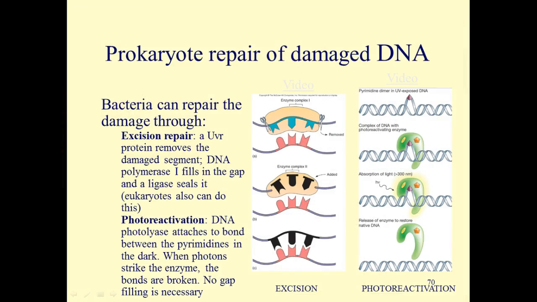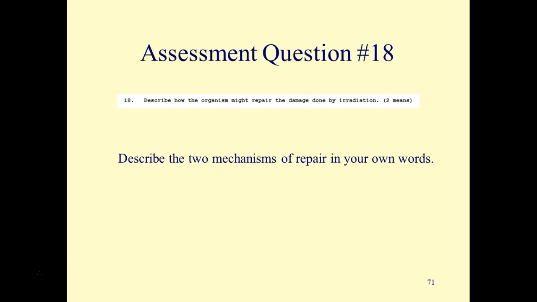All right, so when you are answering question number 18, how the organism might repair the DNA damage done by irradiation, make sure you watch the videos and include the detail that is found in the videos. So this is 18, describe how the organism might repair the damage. Make sure you are using your own words, so don't copy the information directly from the YouTube presentations, but instead put this in your own words.